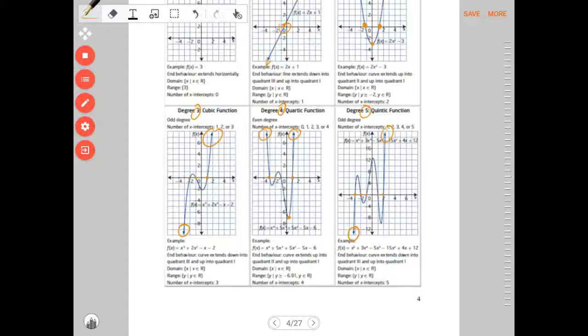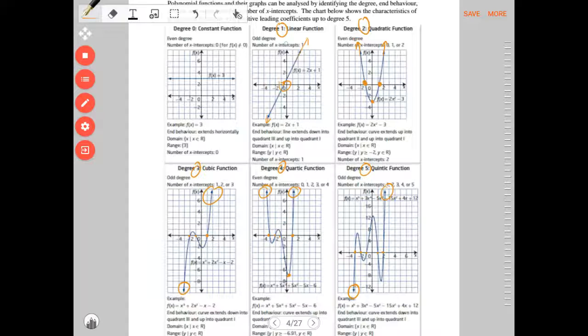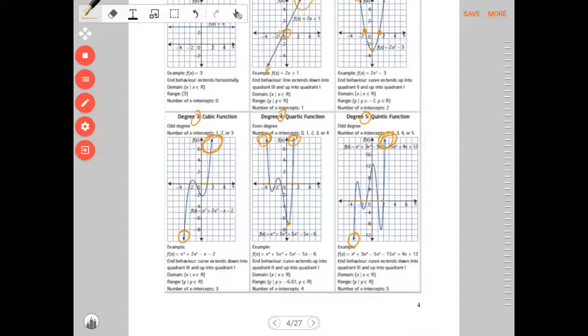Are you noticing a pattern with that? Hopefully you are. Look at all the odd degrees. So 1, 3, and 5. They all end up high in quadrant 1. The degree 1s always end up low in quadrant 3. The even ones, okay, 0 doesn't really count, but the even ones, they end up high in quadrants 1 and 2 on both of those. So it's just one of those patterns. Okay, we'll summarize them here on the next page.